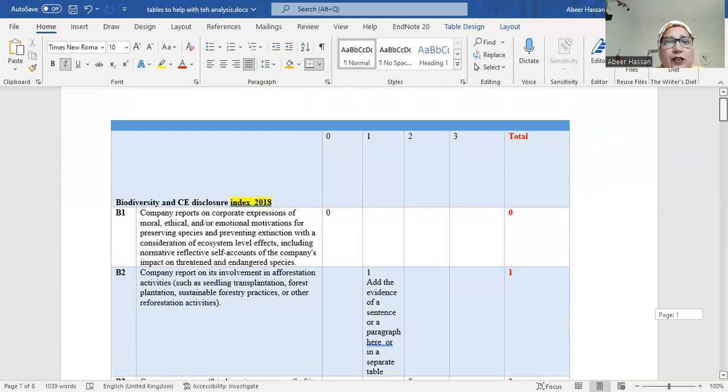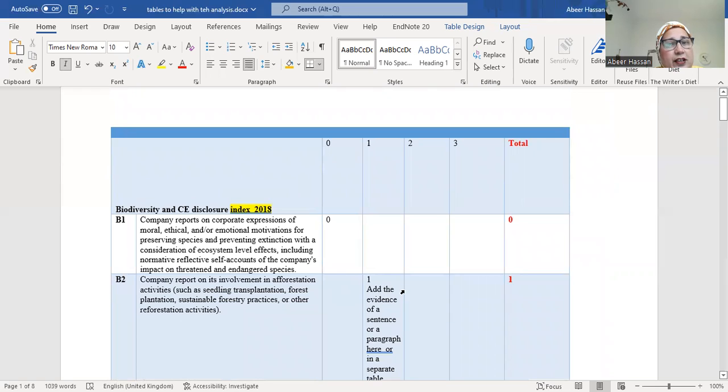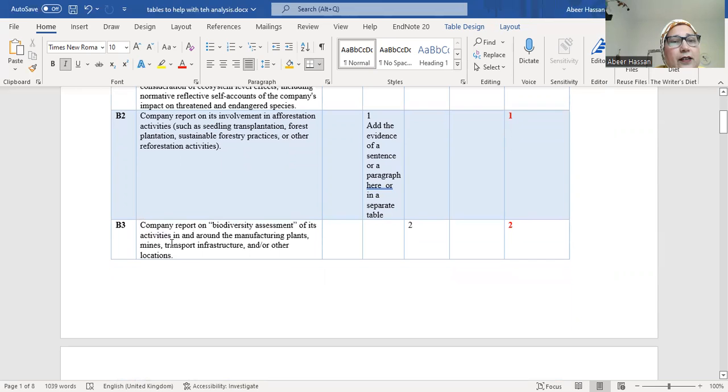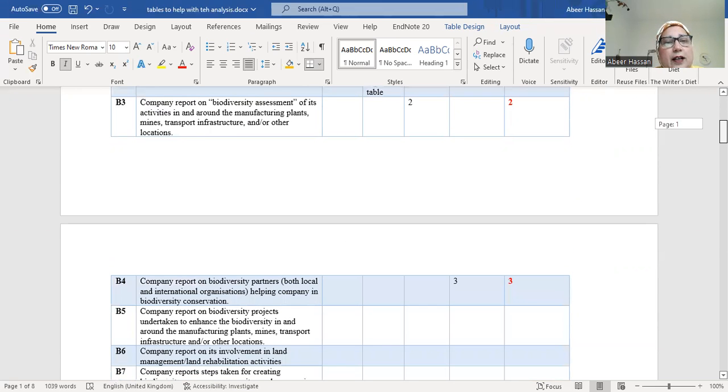Going back to 2018, you scored this 1. That means the total is 1. You scored another item 2. That means the total is 2. You scored another item 3. That means the total is 3.